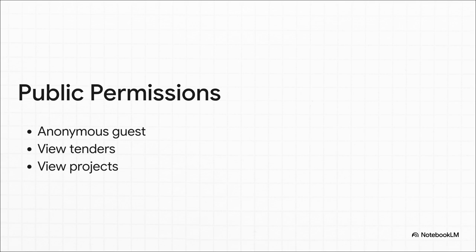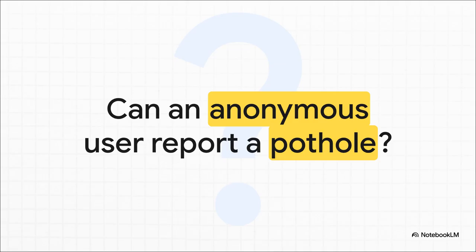In the interface, you'd actually notice that options like file complaint, respond to complaint, or add new tender are completely grayed out, totally inaccessible. But what if an unregistered user tries to be clever? You know, bypass those grayed out buttons and just directly command the AI through the chat console to log a complaint anyway. Let's say trying to report a nasty pothole on Main Street. Well, let's see how those strict boundaries snap into action.